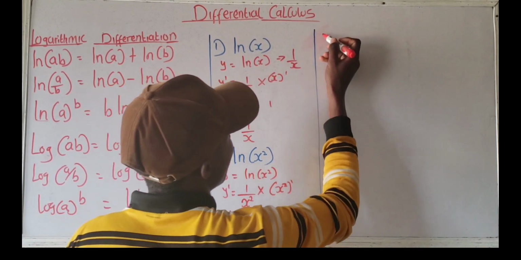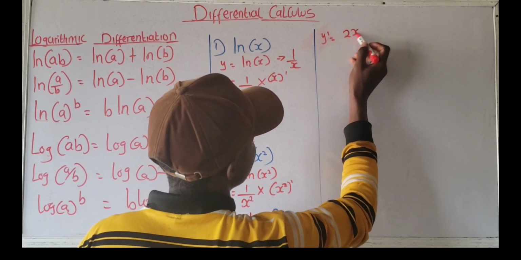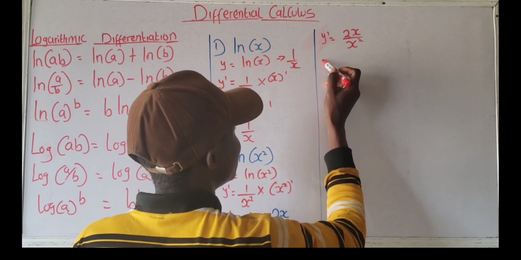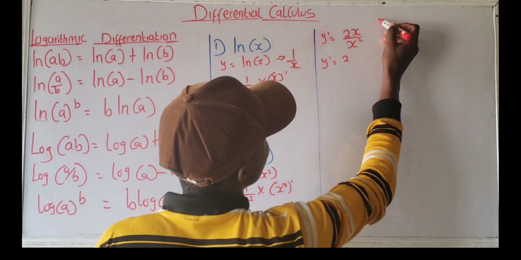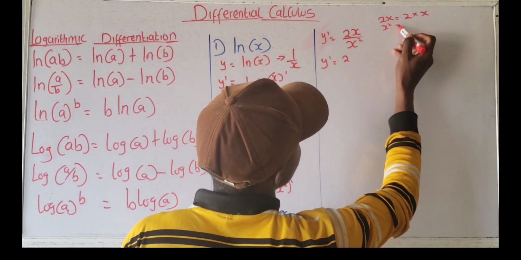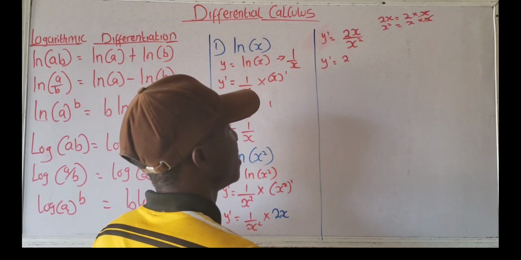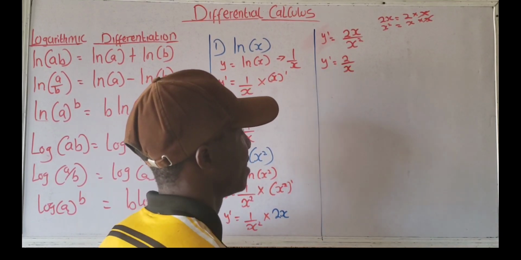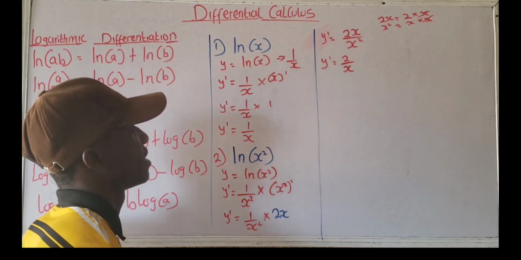The derivative of y is equal to 2x all over x squared. Okay, so you can rewrite it as this. The derivative of y is equal to 2x, which is 2 times x, and x squared is x times x. So this x can cancel this x, and I'm left with 2 over x. So the derivative of y is 2 over x.